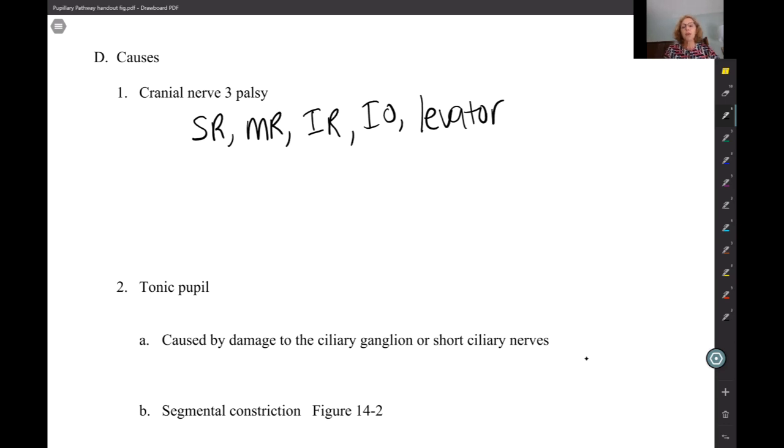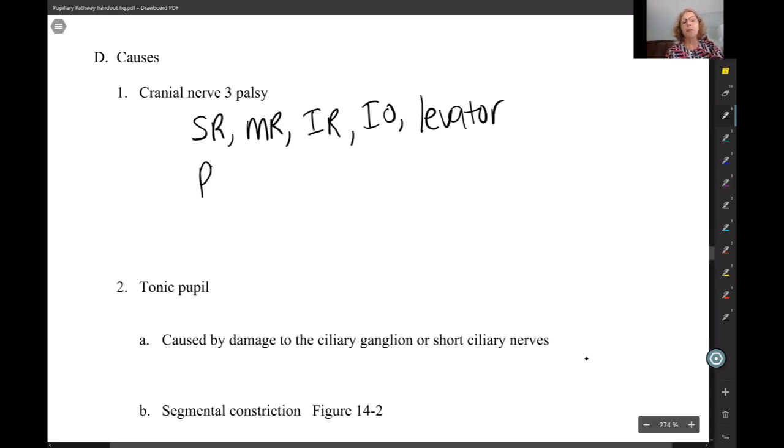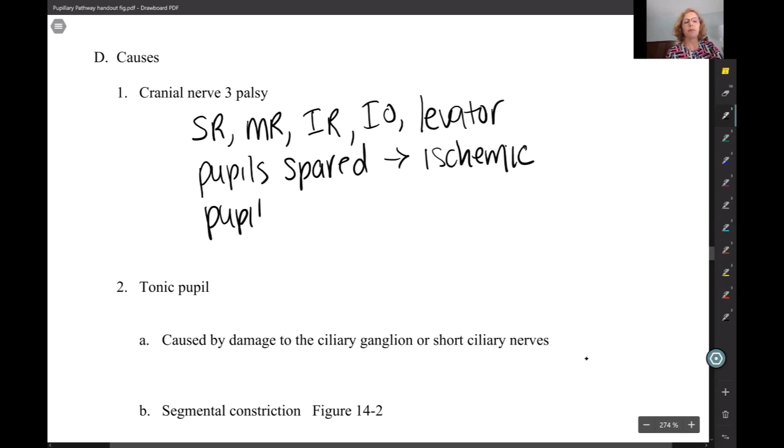Keep in mind that pupils are going to be spared in an ischemic lesion, such as diabetes, but pupils will be involved and abnormal if we're dealing with a mass lesion, and specifically, we want to worry about an aneurysm.